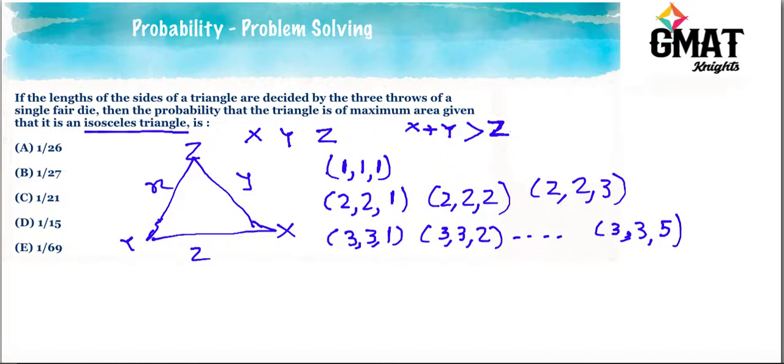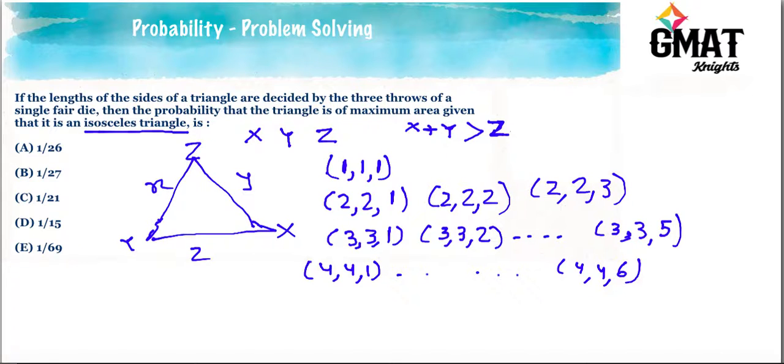Cool. Now let's look at the values of x and y as 4 each. So 4, comma 4, comma 1, so on and so forth till 4, comma 4, comma. Now the maximum value of z can obviously be 6. It cannot be more than 6, right? Because the die does not have a number more than 6. And 4 plus 4 is definitely greater than 6. So all possibilities of z from 1 to 6 are possible.